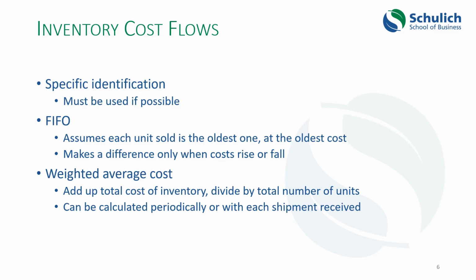So these cost flows are sometimes necessitated because IAS 2 requires you to use specific identification when you can. And in the other two cases, these are ways of measuring inventory costs and cost of goods sold based on certain assumptions that you have to make about what's actually happening in the company.